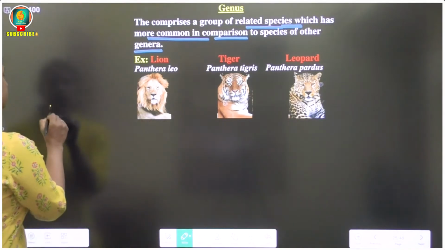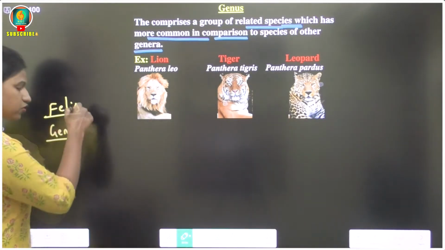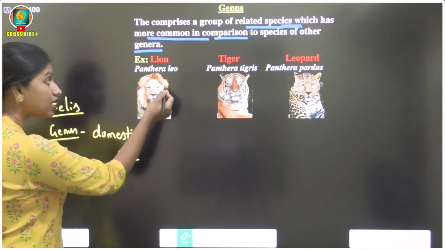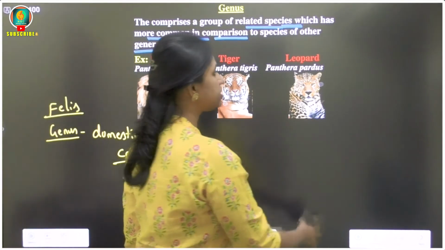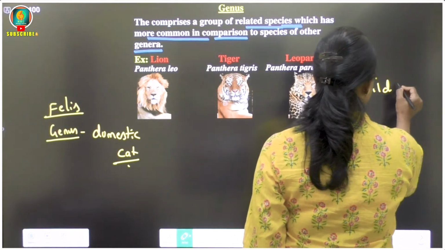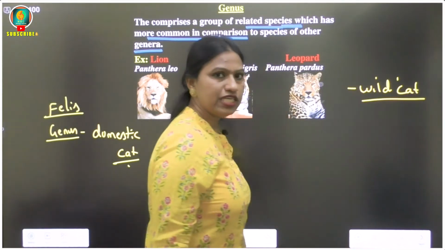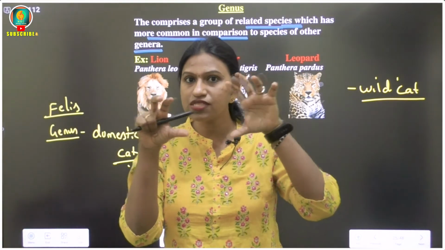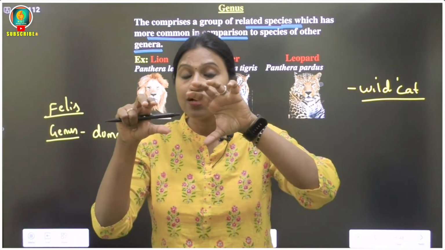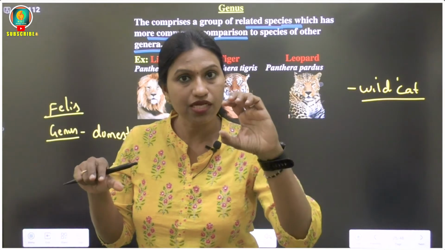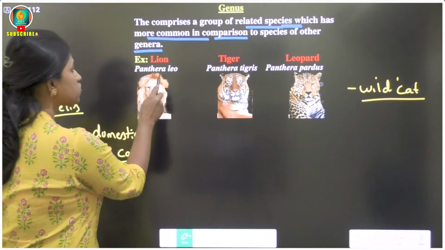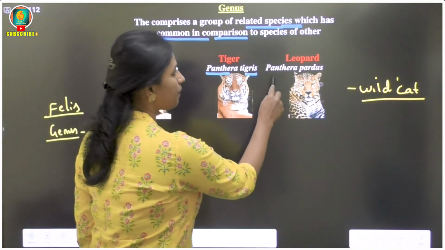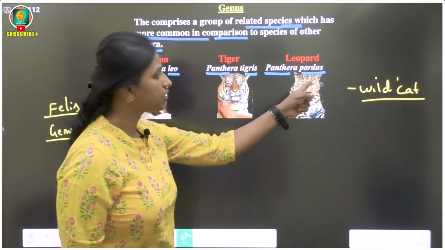See, Felis is the genus. In this genus we can see all domestic cats, the normal cat. These are also cat family only, but these are wild cats. Now, if I compare the domestic cat, a normal cat, with the tiger, of course there are differences, right? But Panthera is a genus. In this Panthera genus, you can see Panthera leo, Panthera tigris, the tiger, and Panthera pardus, that is a leopard.